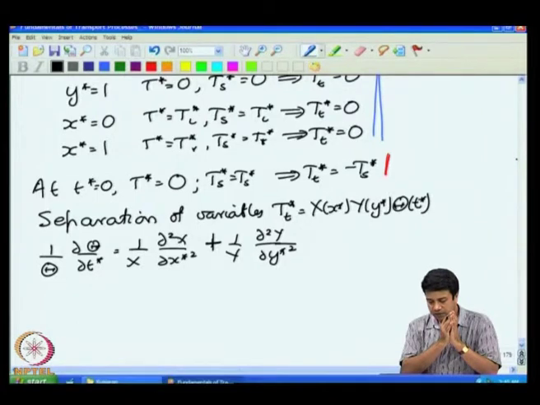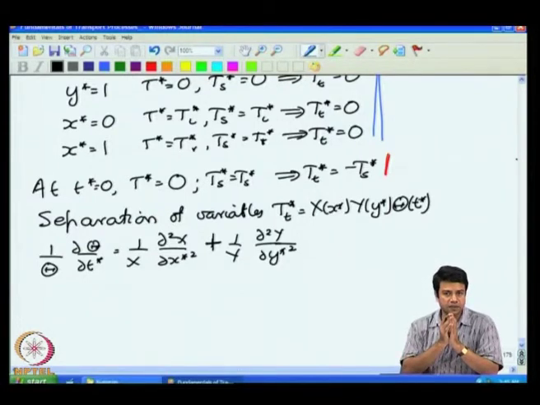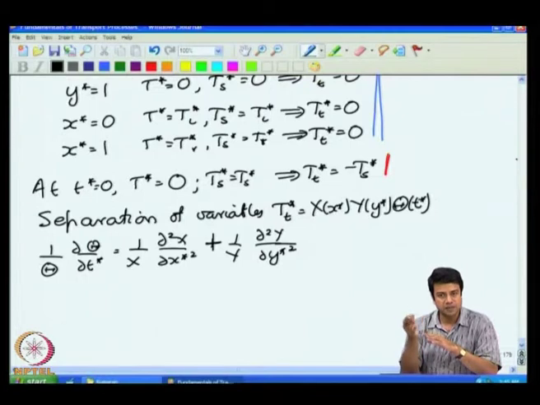Clearly, the cos function does not satisfy the condition that the temperature is 0 at x is equal to 0 or y is equal to 0. Therefore, the only solution is the sine function. In order to satisfy the boundary condition at x is equal to 1 and y is equal to 1, I have to have a sine of n pi times x star.